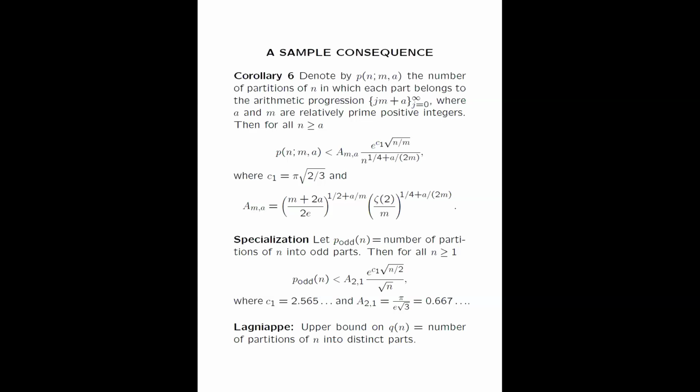Okay, and as a lagniappe, a word I learned from a book by George Andrews, meaning bonus, thanks to Euler, we get an upper bound on Q of n, the number of partitions of n into distinct parts. So this is, as I said, a sample consequence, but there's nothing that I did here that could not have been done by Euler. All the methods could have been done before Euler, but everything else certainly was known to Euler.